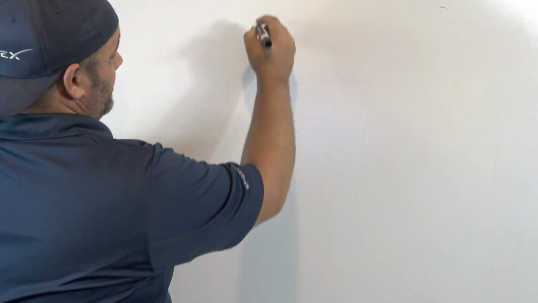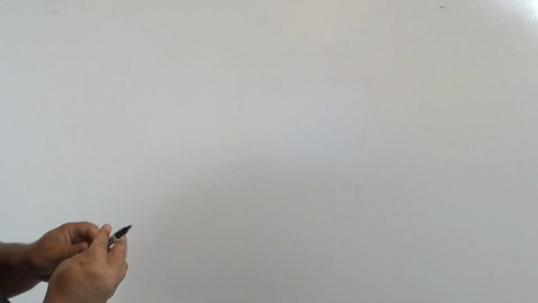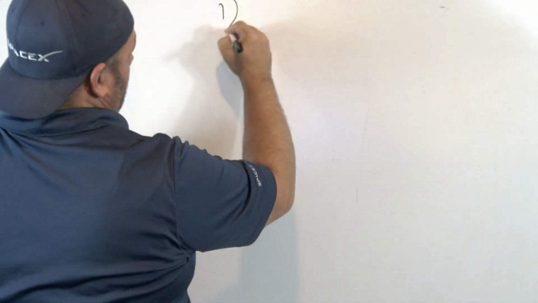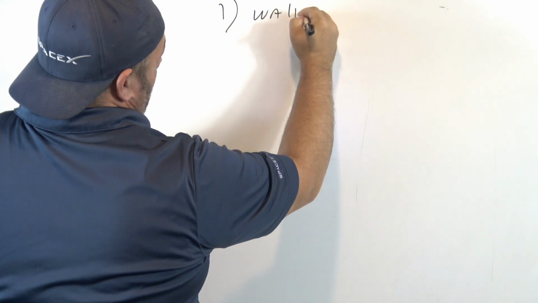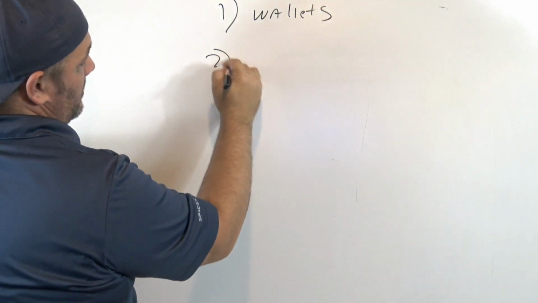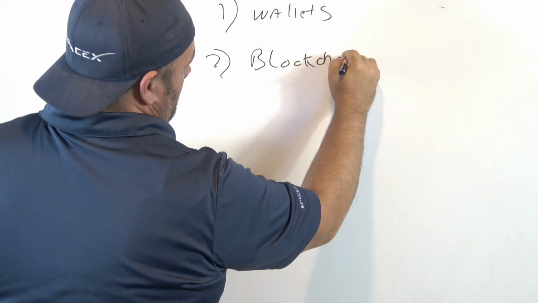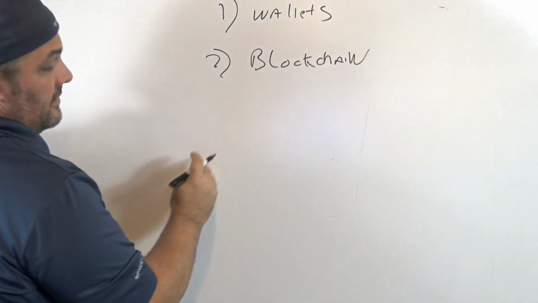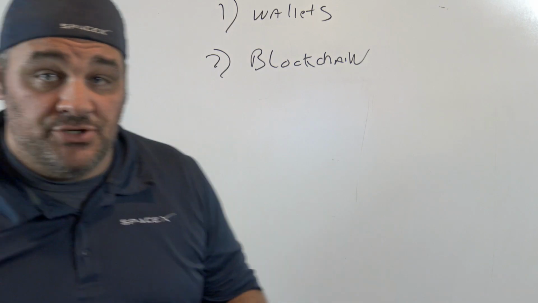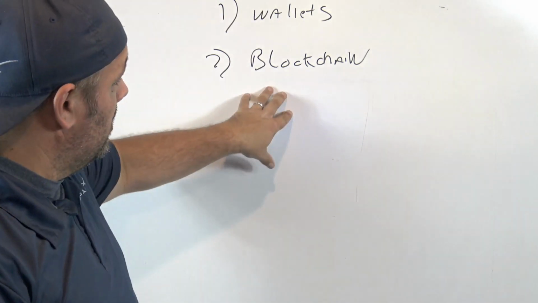So the first thing we're going to go through is actually wallets, and of course I grabbed a pen that doesn't look like it's going to work very well here. So that one over there. First thing we're going to go through is wallets. Second thing we're going to go through is blockchain, and just the transactional nature of how things work on the blockchain.